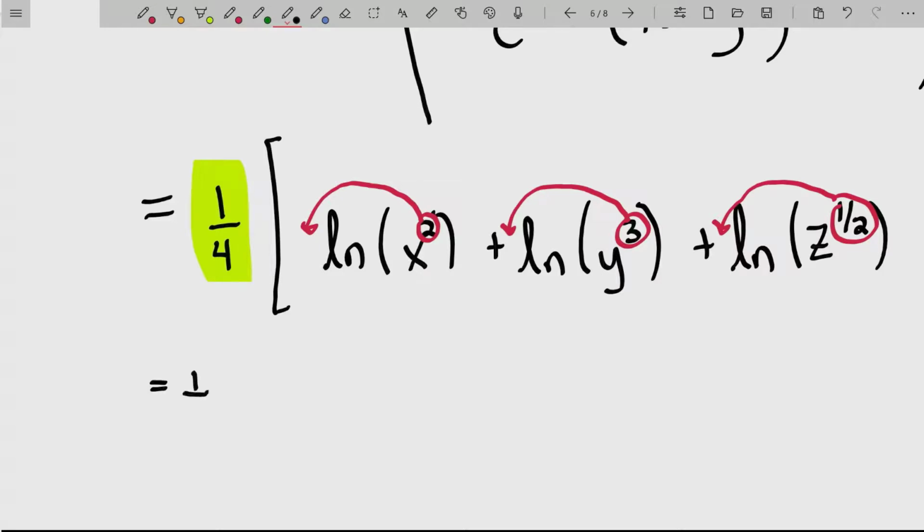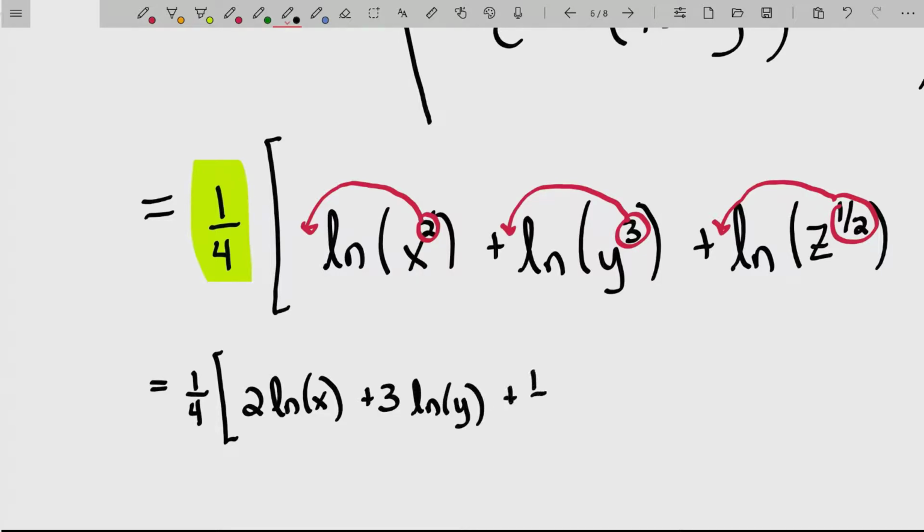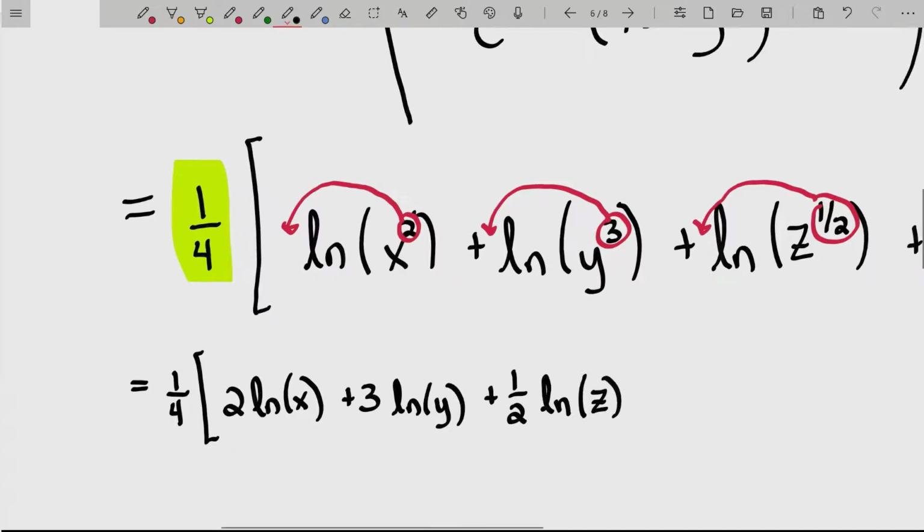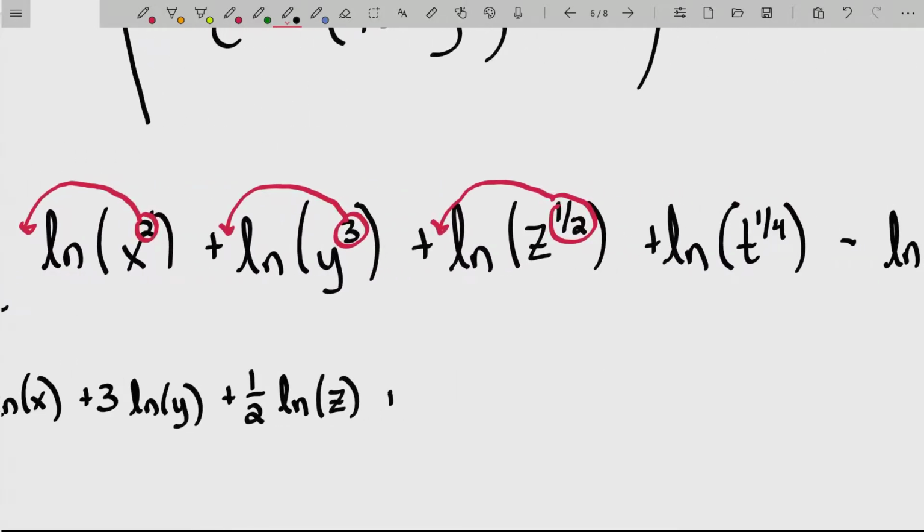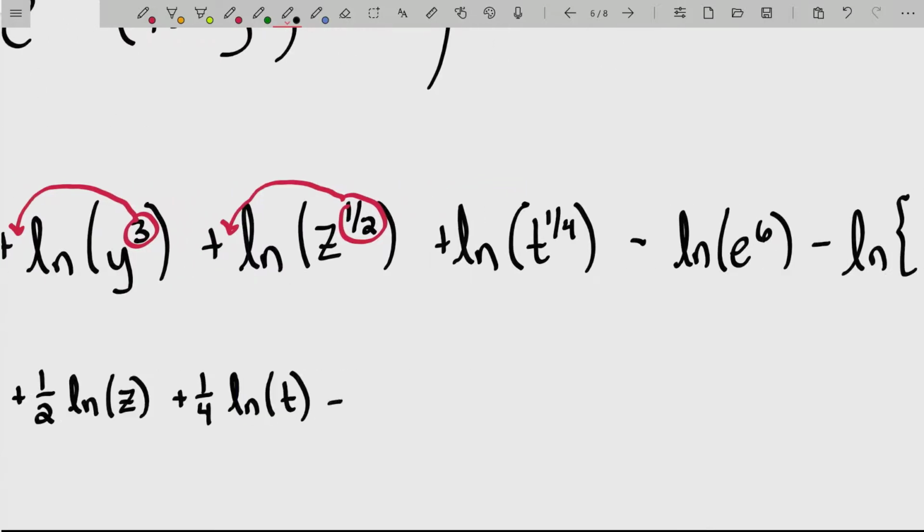So this will be 1/4 times 2 natural log of x. See how nice and simple that logarithm is? Plus 3 natural log of y plus 1/2 natural log of z. Let's see what else we have. Plus 1/4 natural log of t, minus.